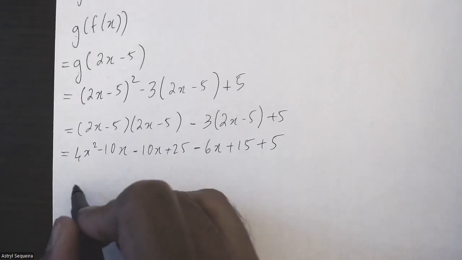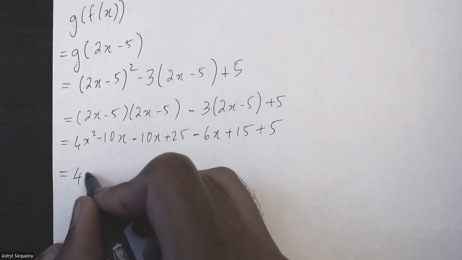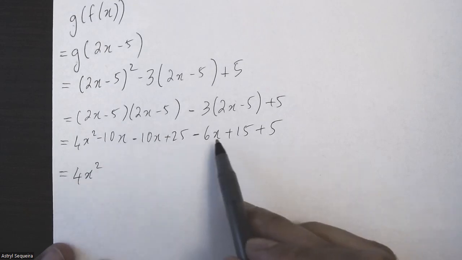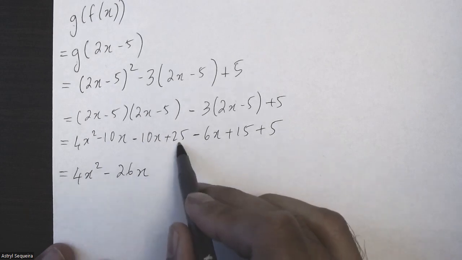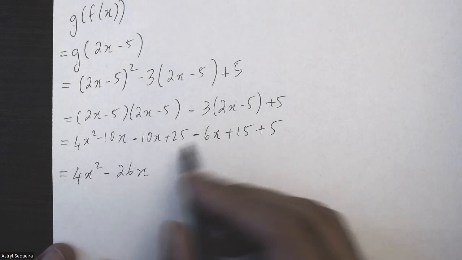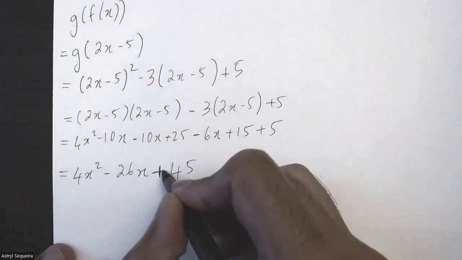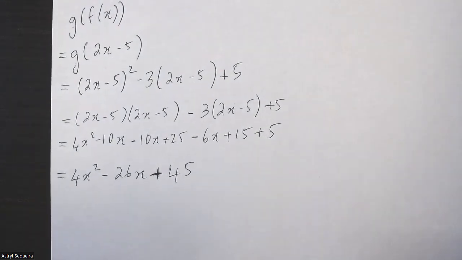And then last thing you want to do is combine like terms. It's only one x squared term, so it's just 4x squared. Negative 10x, negative 10x, negative 6x is negative 26x. 25 plus 15 is 40, plus 5 is 45. And this is my final solution: 4x squared minus 26x plus 45.